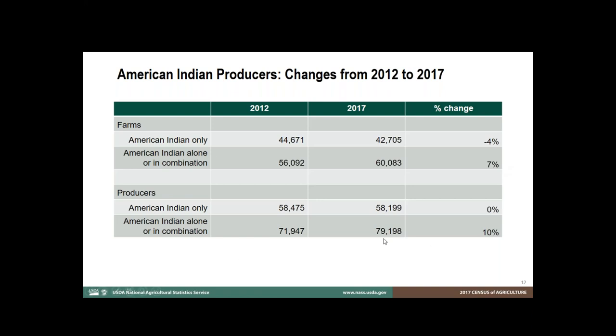And then you can look and see how the number of producers changed. As I said earlier, in response to feedback from data users, we refocused and revised the section on which we collected demographic data. And overall, that tended to lead to more people being reported. And you can see that is true for the people reporting being American Indian. The number of producers who reported being American Indian alone was about the same, but the number of people reported being American Indian alone or in combination increased by about 10%.